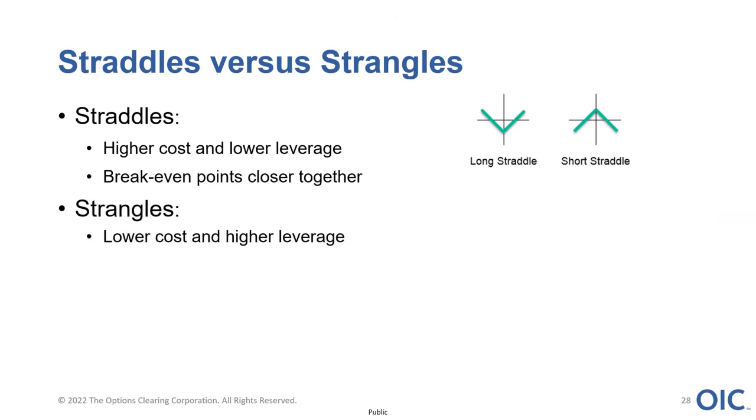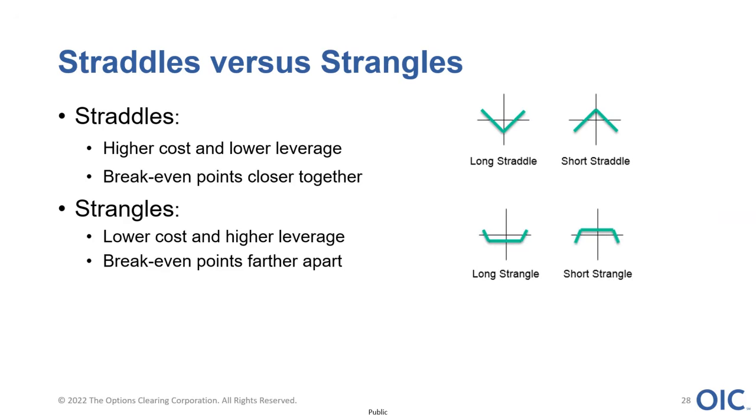Strangles obviously have lower costs, like we just talked about, but higher leverage because of their lower costs. And their break-even points are farther apart because you've distanced that flat part of that P&L curve by the distance between those two strikes. Long straddles obviously look like this from a P&L perspective generally. You can also sell strangles, and they look like this, just flipped upside down. Again, very important: if you are selling strangles, you have unlimited risk and limited reward. If you're long strangles, you have limited risk and unlimited reward.